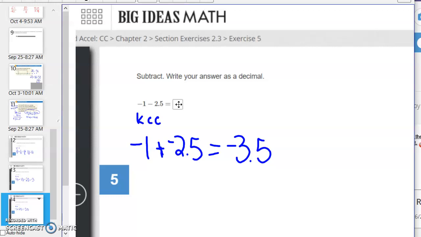Now subtracting rational numbers I think is the trickiest of this chapter, so make sure you're taking your time and giving your best effort on subtracting rational numbers.